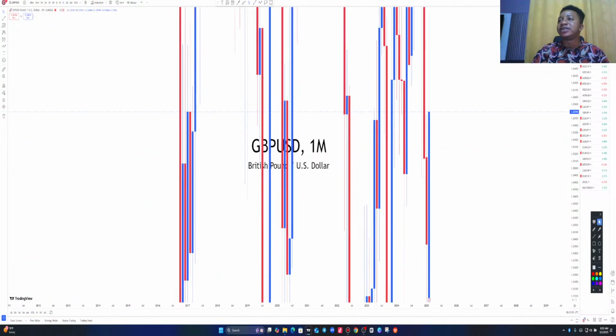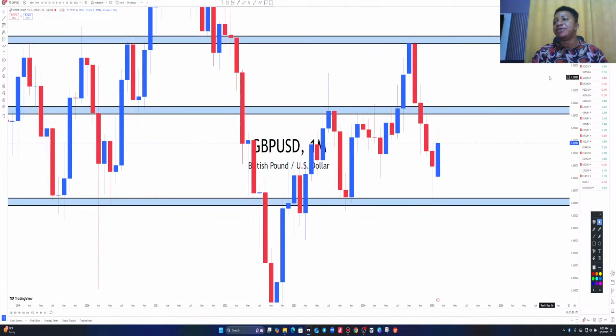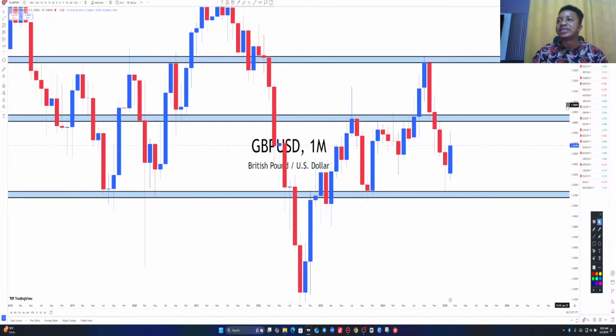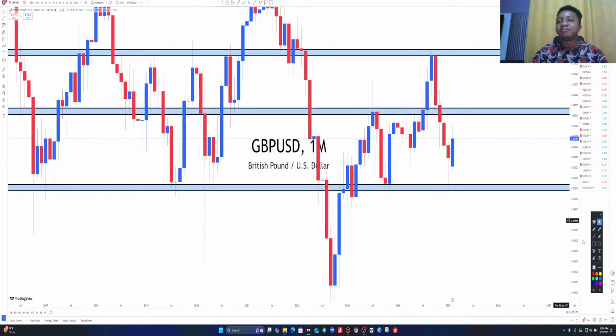Let's take it from the monthly time frame as well. All right. So this is the monthly time frame of GBPUSD. Now GBPUSD on the monthly time frame, we have the monthly upper zone, the mid-range zone, and then the lower zone as well. Now on the monthly, price has seen buy pressure from the monthly lower zone or support level, pushing it all the way to the upside.